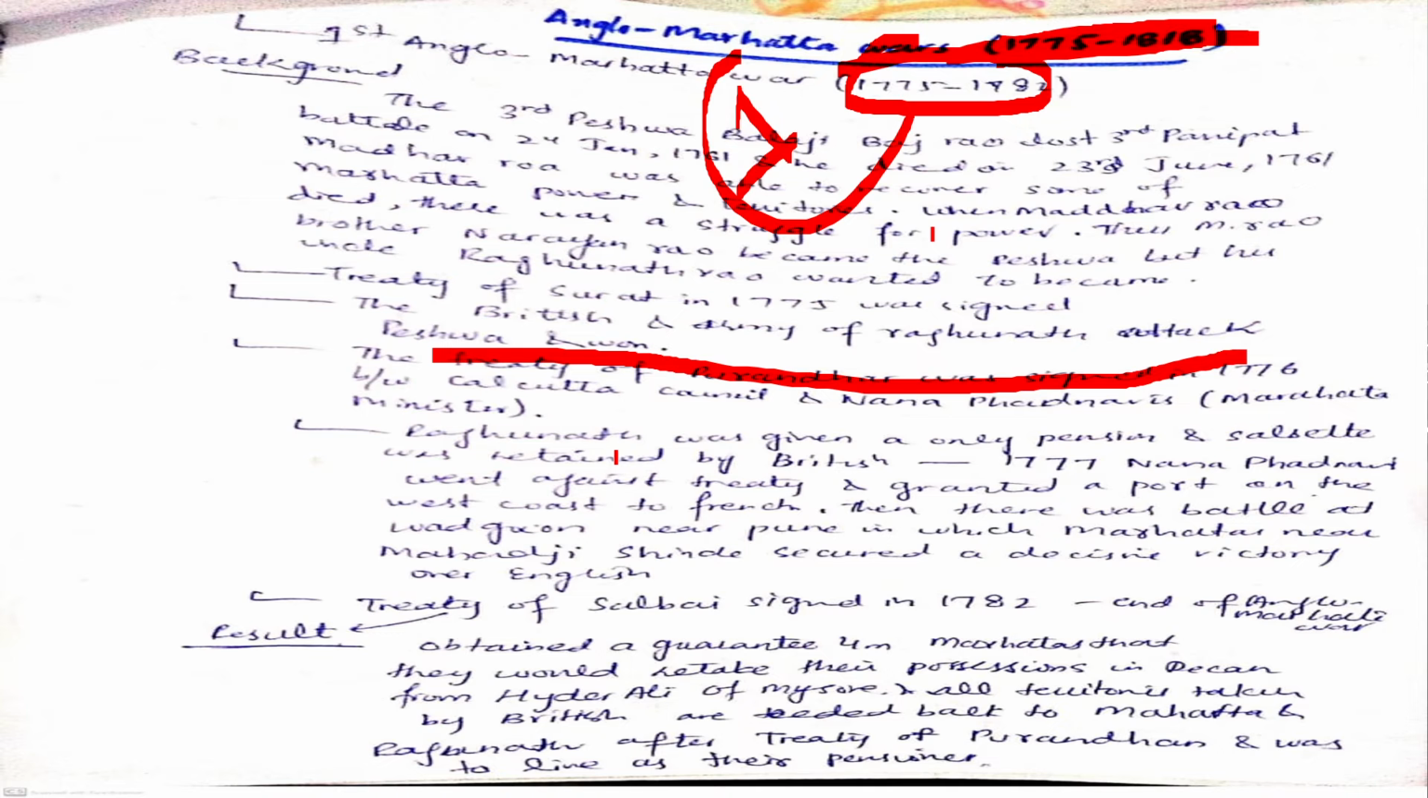So the Treaty of Salbai was signed in 1782, and the First Anglo-Maratha War ended. The result was that the British obtained a guarantee from the Marathas that they would retake their possessions in the Deccan from Hyder Ali of Mysore, and all territories taken by the British were given back to the Marathas. Raghunath, after the Treaty of Purandhar, was to live on a pension.